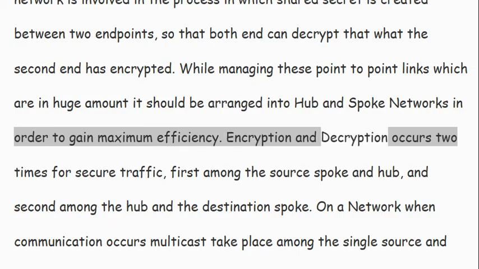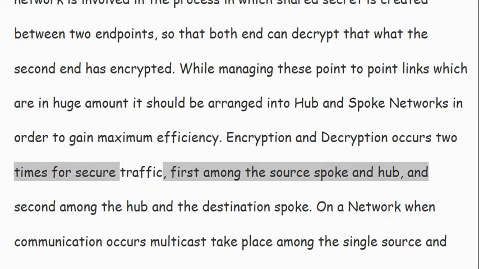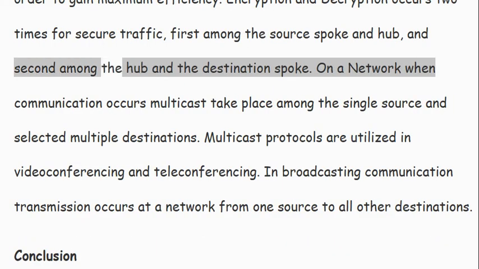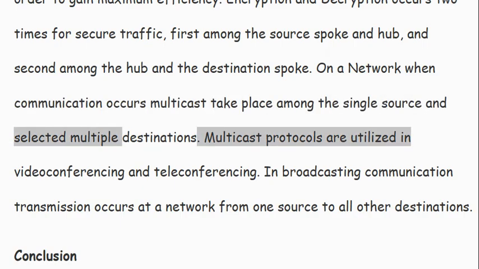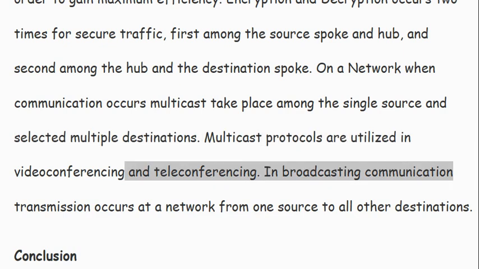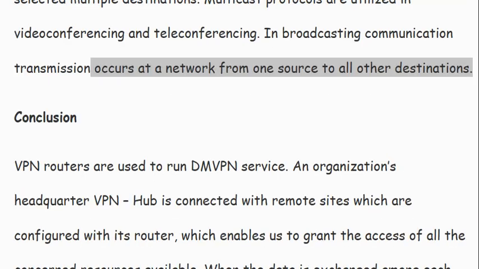Encryption and decryption occur two times for secure traffic, first between the source spoke and hub, and second between the hub and the destination spoke. On a network, when communication occurs, multicast takes place between a single source and selected multiple destinations. Multicast protocols are utilized in video conferencing and teleconferencing. In broadcasting, communication transmission occurs on a network from one source to all other destinations.